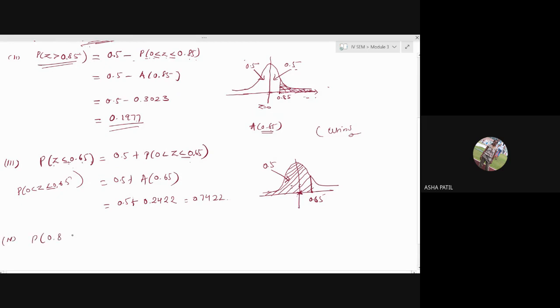Probability that 0.87 less than or equal to Z less than or equal to 1.28.